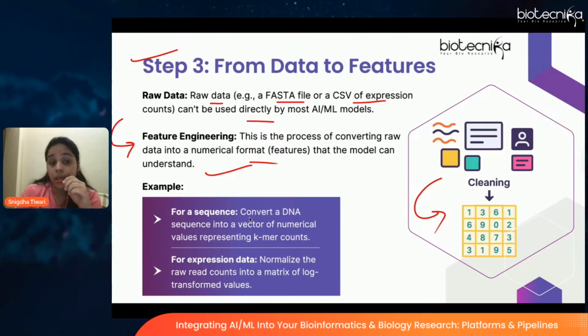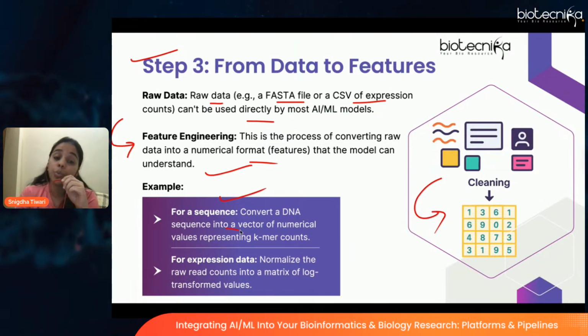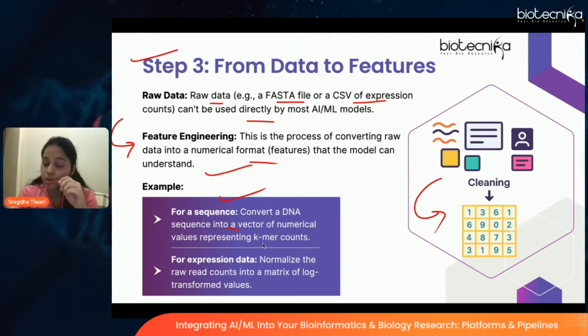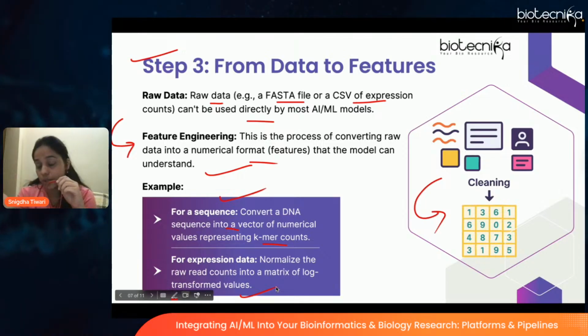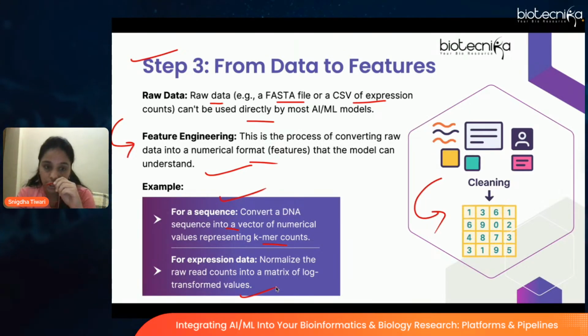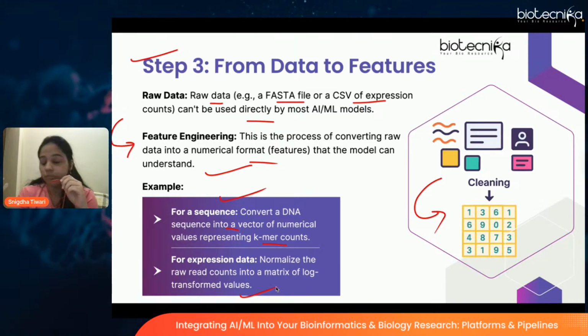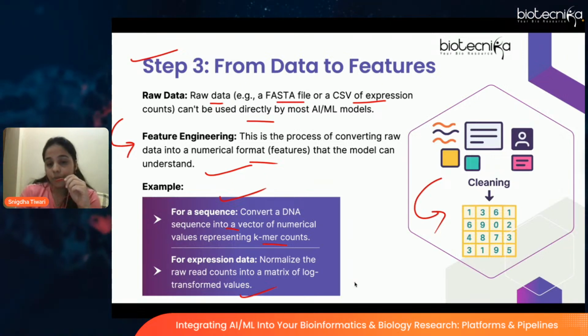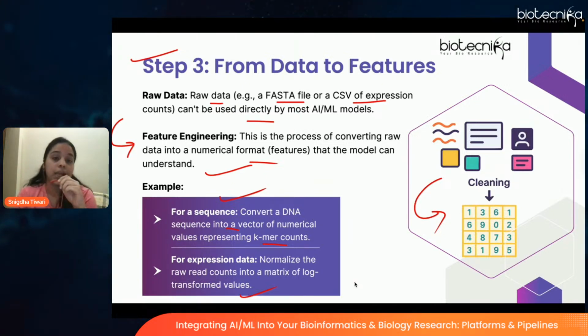Giving you an example for a sequence: convert a DNA sequence into a vector of numerical values representing your k-mer counts. This is one example. If you're doing sequence counts, you have to convert them to represent the k-mer counts. For expression data, normalize the raw reads into a matrix of log-transformed values. These are a few examples of feature engineering for expression data and sequence data. You need to stick to all these feature engineering steps for bringing your data ahead for the analysis.